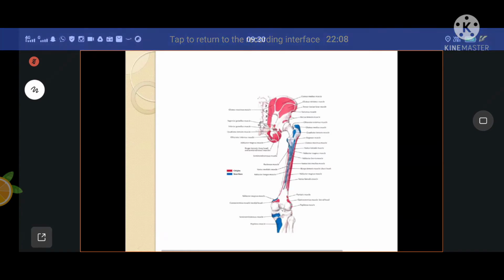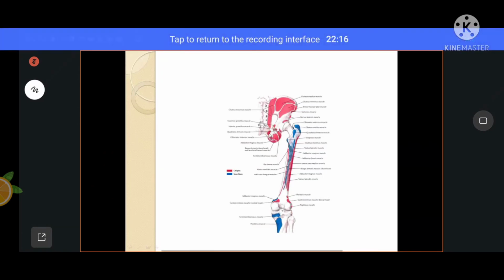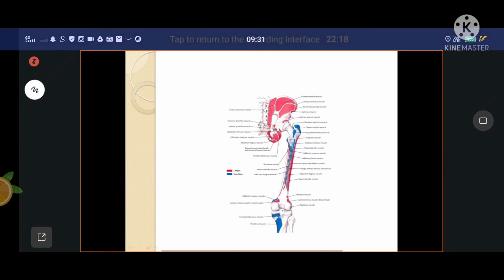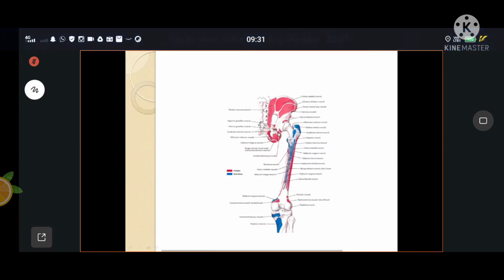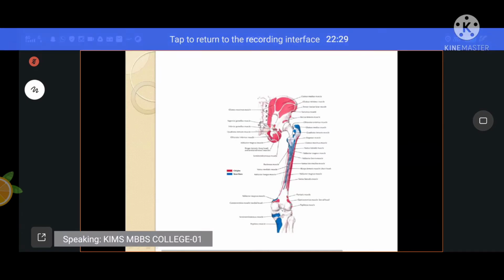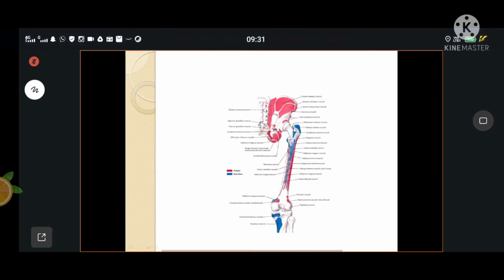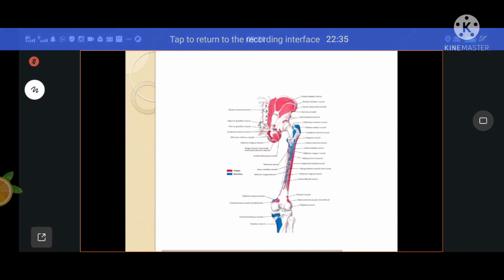So the obturator internus gets its origin from the pelvic surface of the obturator membrane, and from the pelvic surface of the ischium and the ischiopubic rami, and then this passes through the lesser sciatic foramen and gets inserted into the medial surface of the greater trochanter. Medial surface of what? Greater trochanter, right?